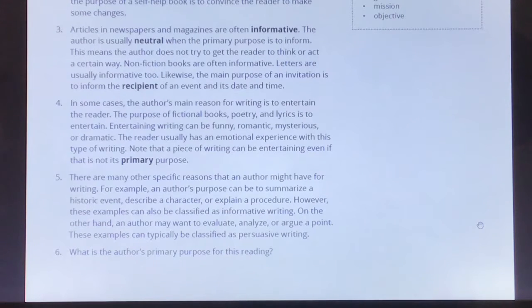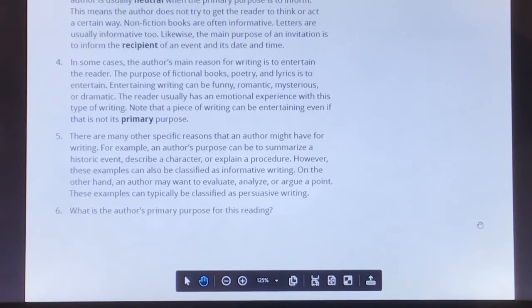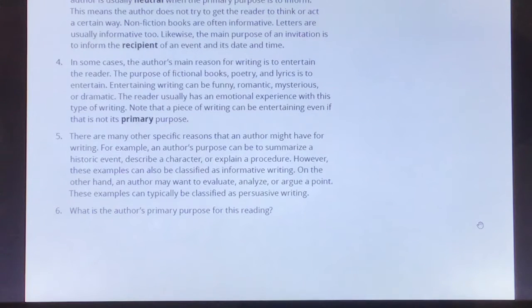There are many other specific reasons that an author might have for writing. For example, an author's purpose can be to summarize a historic event, describe a character, or explain a procedure. However, these examples can also be classified as informative writing. On the other hand, an author may want to evaluate, analyze, or argue a point. These examples can typically be classified as persuasive writing.